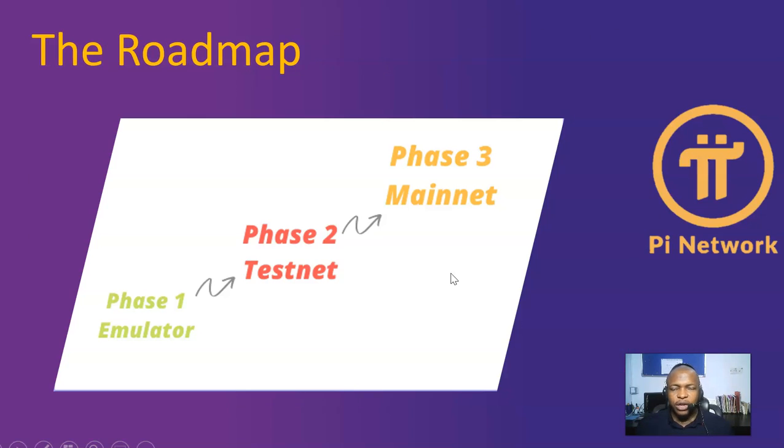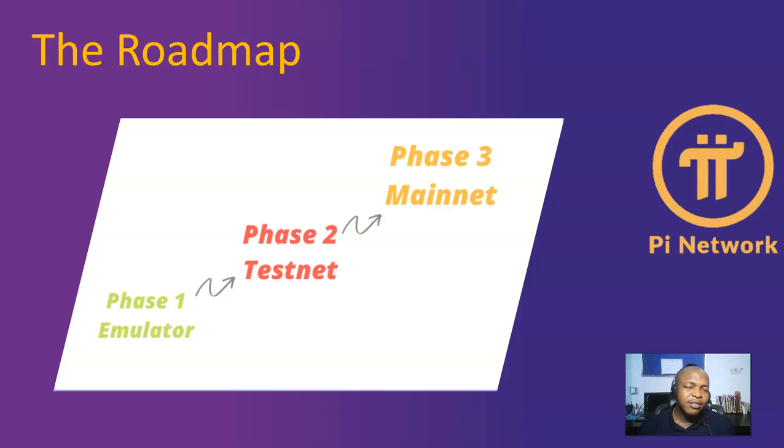Going forward, let's look at the roadmap. There are 3 phases in the roadmap. Phase 1 is the emulator phase, which was also called the design, distribution, and trust graph bootstrap phase. This is where the design of the network is done. All right, people contribute. This is the vision of the Pi network. This is what we want, and all that. So that is the first phase.